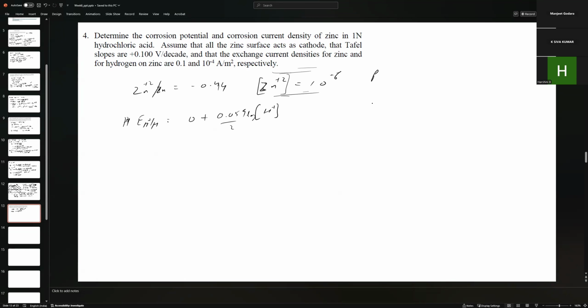And yeah, partial pressure of H2 is 1 atm. H ion concentration here is 10 to the power minus 1, this is 1, so this value is 0 plus 0.059 log of 1 over 1, which is 0. Reduction potential is 0.